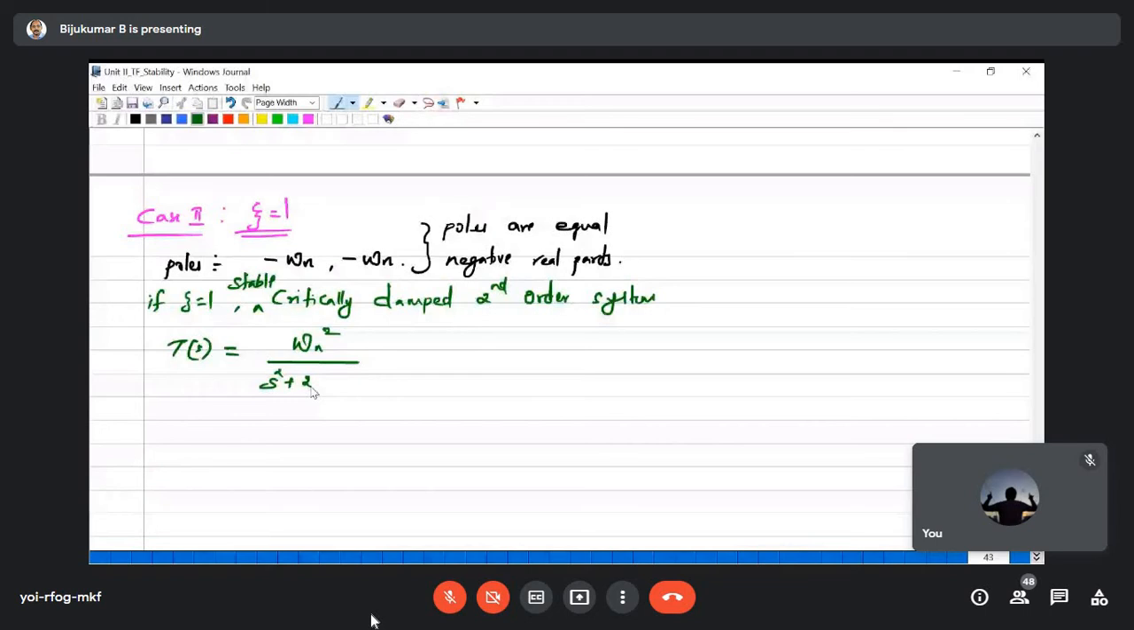If we locate these poles in this same S-plane, where can we locate them? It is minus omega n, right? It will be somewhere here, and we have two poles, two poles at minus omega n.